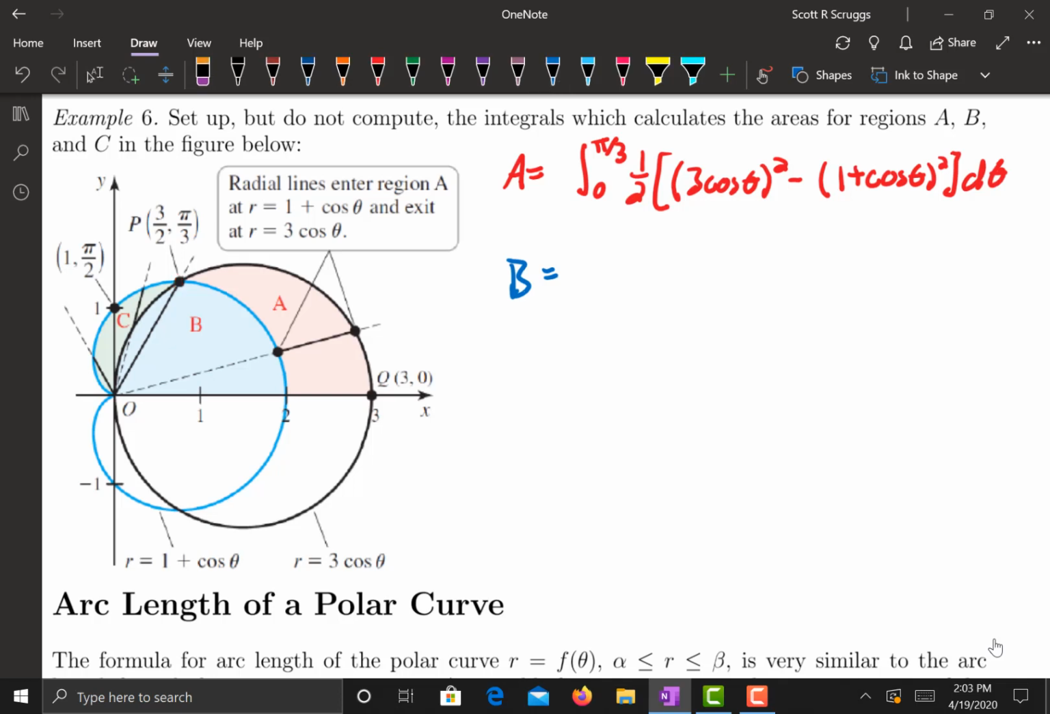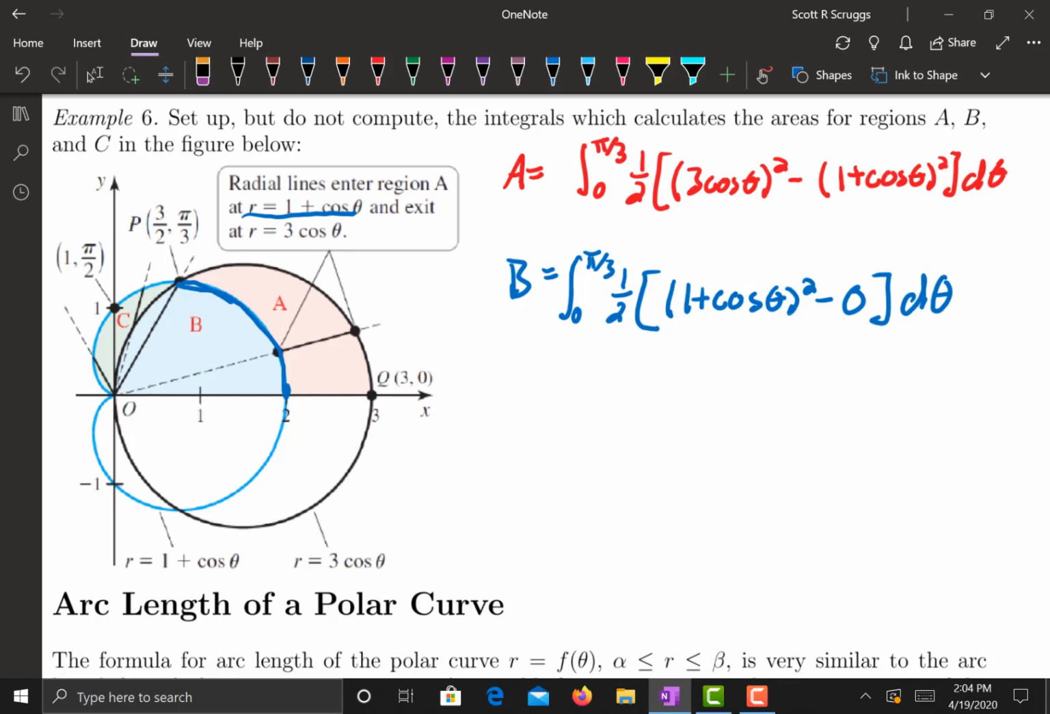So first off, the bounds of the integral for B, I again start at 0 because at 0 my angle is 0. So in region B, from angle 0 until I hit angle pi over 3, I'm just dealing with the curve r equals 1 plus cosine of theta. So the first portion of the integral is going to be similar to before, but because I'm not dealing with the circle 3 times cosine, it's going to be (1 plus cosine of theta) squared minus 0.